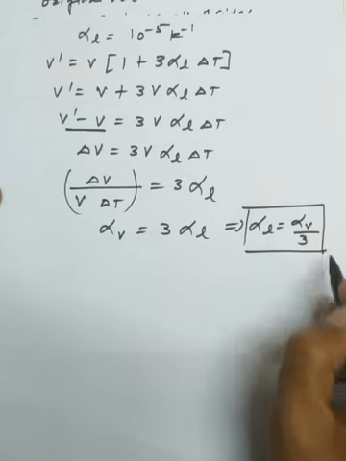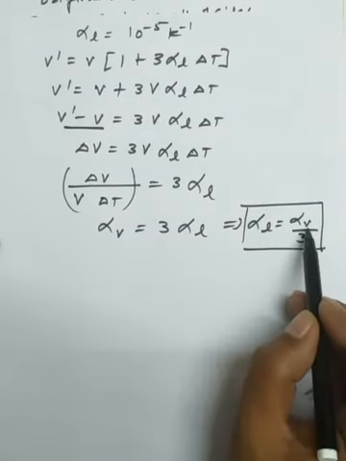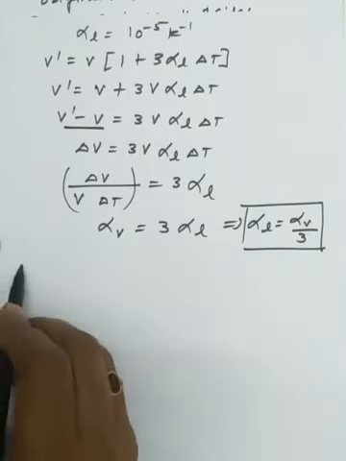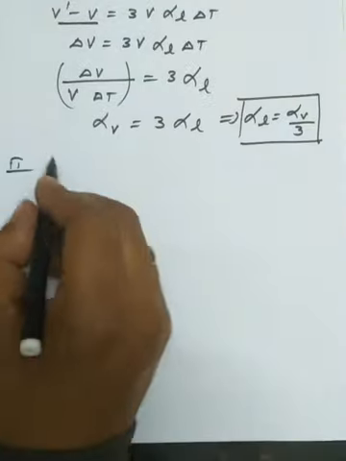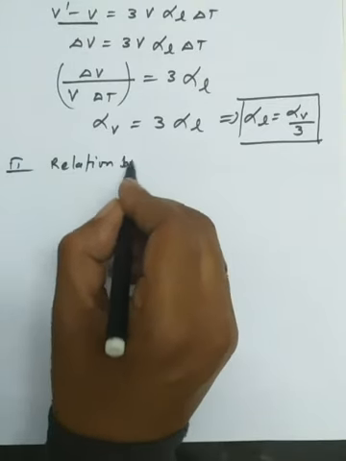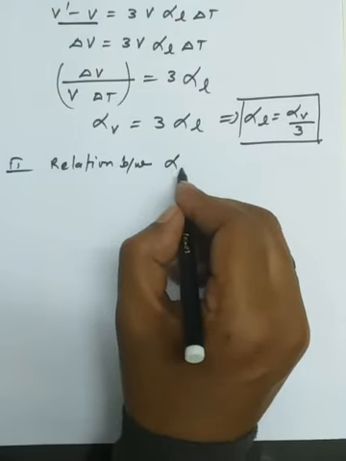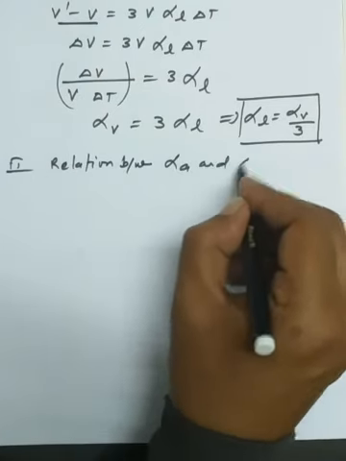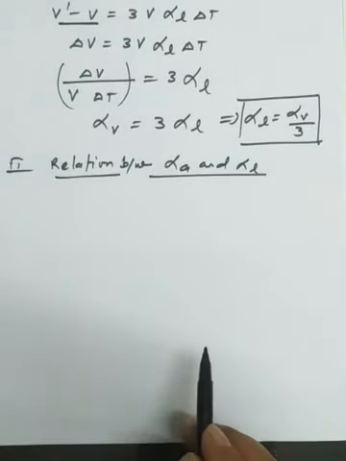Okay, the simplest relation we have got is between alpha L and alpha V. So this is the first relation. Now the second relation which we want to make is the relation between alpha A and alpha L. Here we are making the assumption of a rectangle, that means a sheet.